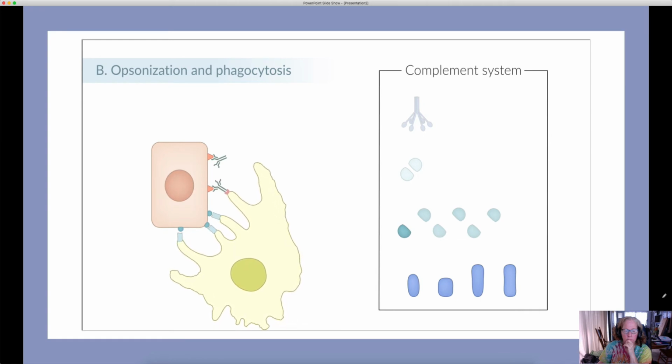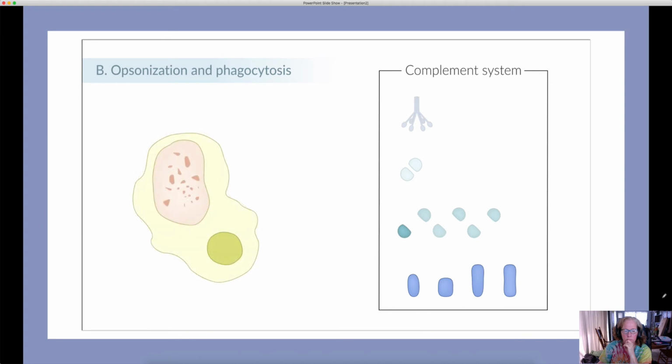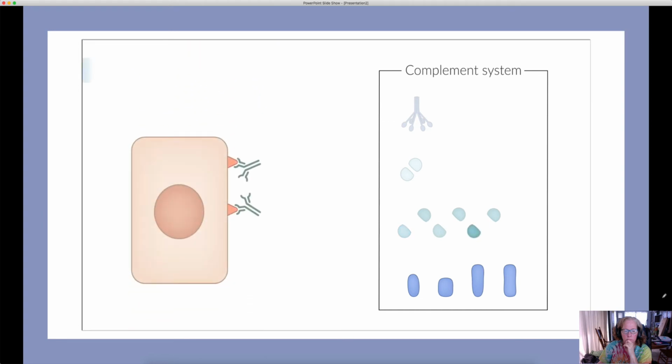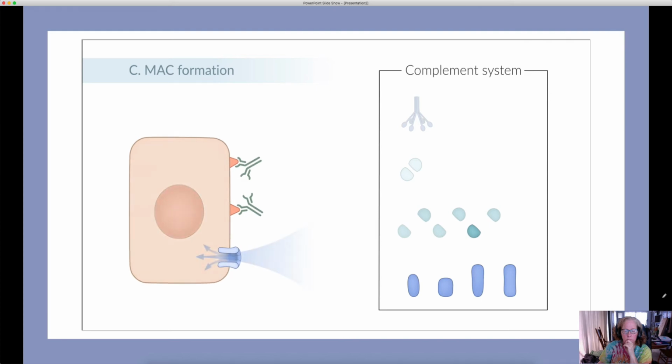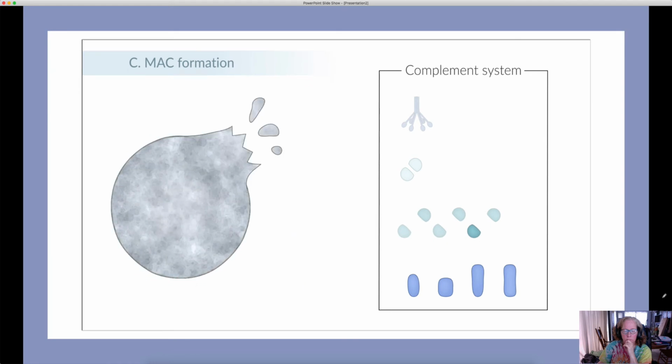After binding, macrophages start to engulf the target cell and break it down. Furthermore, activation of the complement system also leads to the formation of a membrane attack complex, in short, MAC. This complex can insert into the plasma membrane, resulting in an influx of extracellular fluid. As a result, the cell swells and eventually lyses.